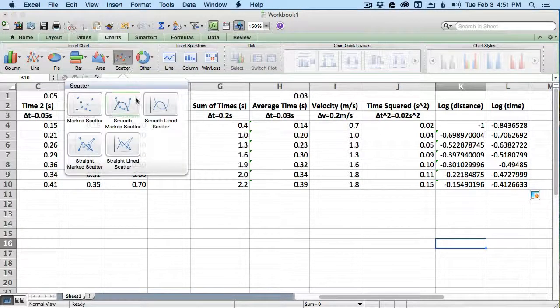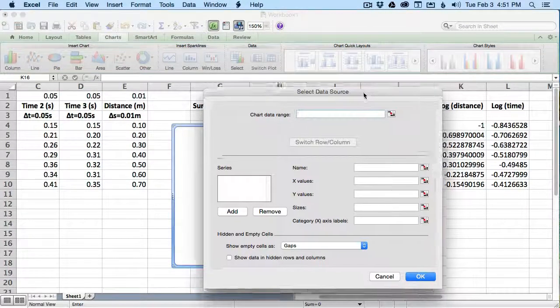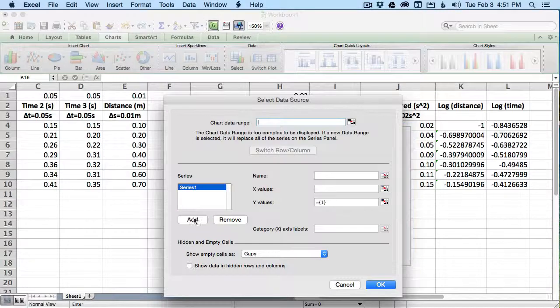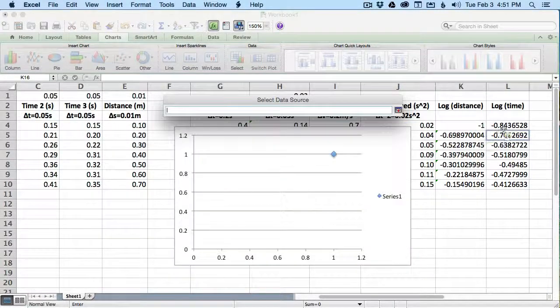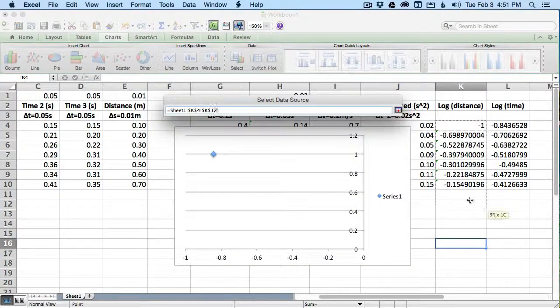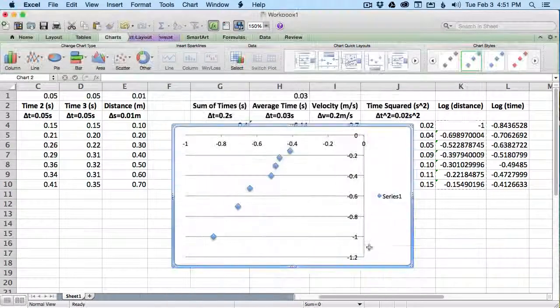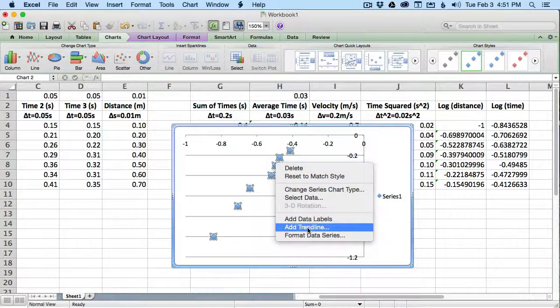But let's go ahead and insert a chart, again a scatter plot, where I will select some data. I will make sure I can see my data here. I'll add a series. My x values are going to be log of time. And my y value is going to be the log of the distance. Okay. And I'll graph all that. And let's take the slope of that. Add the trend line.